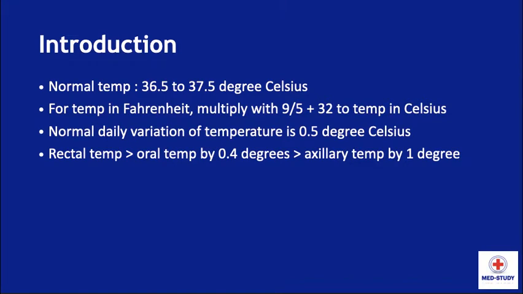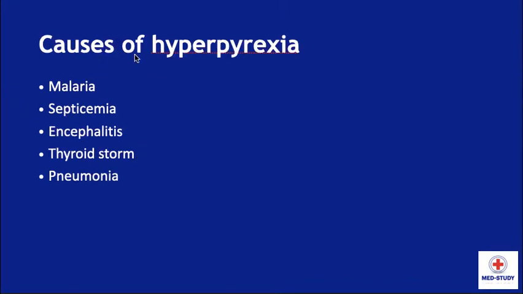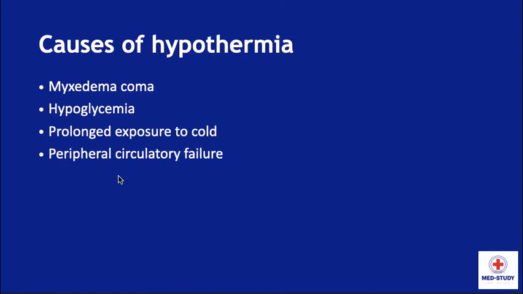So now, seeing the causes of hyperpyrexia, there may be malaria, septicemia, encephalitis, thyroid storm, pneumonia, etc. And causes of hypothermia may be myxedema coma, hypoglycemia, prolonged exposure to cold, and peripheral circulatory failure, etc.